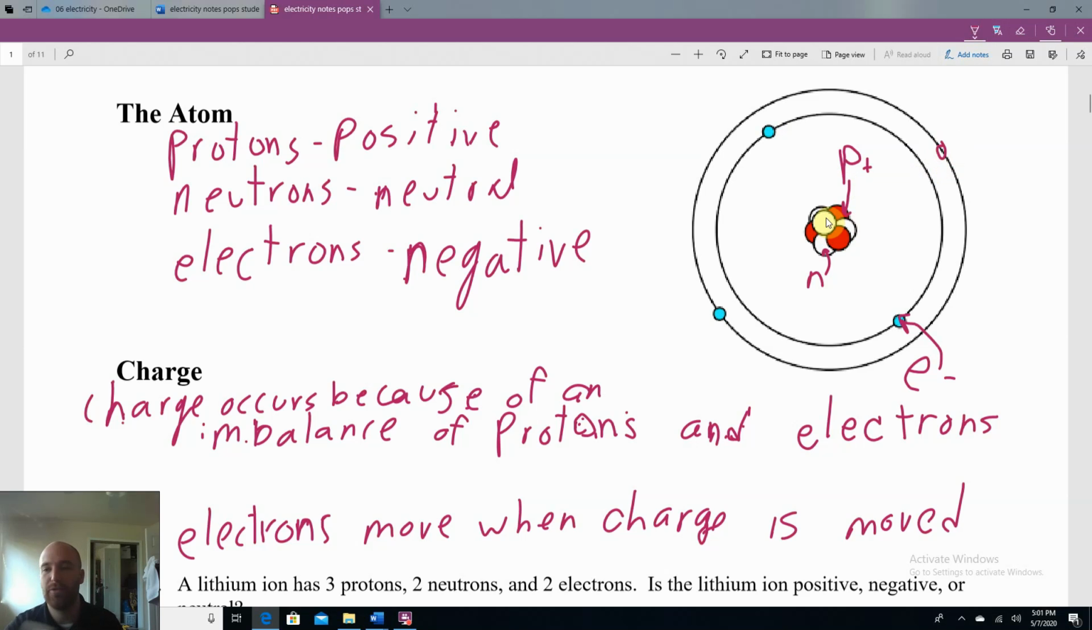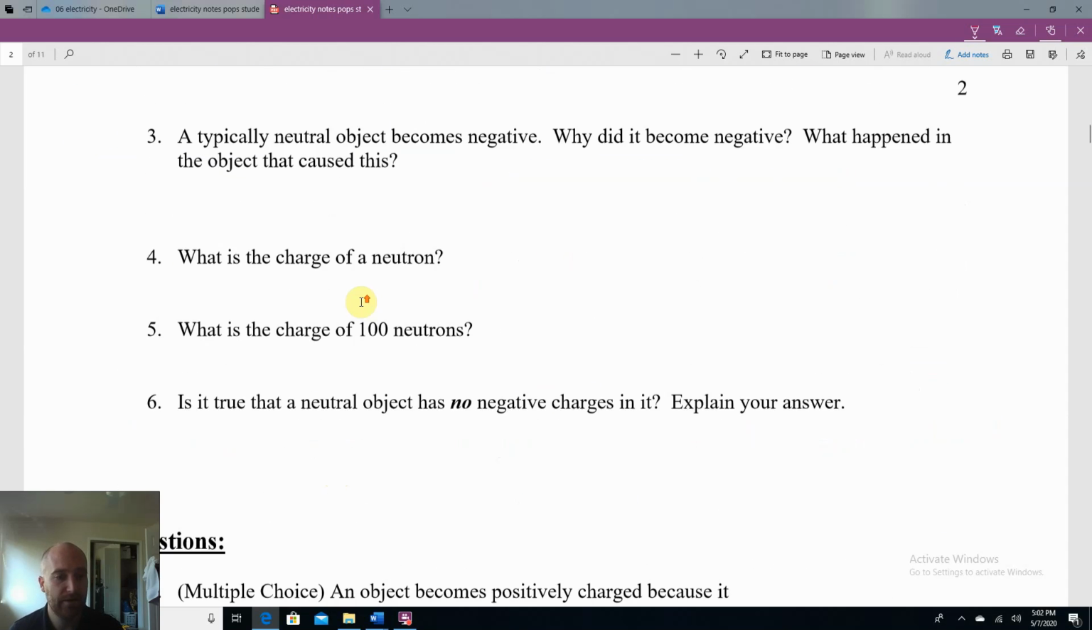So protons won't leave the nucleus or jump back in, but electrons, which are way on the outside, are easy to remove or add. So only electrons move. All charge exists because of this movement of electrons to create a balance or an imbalance. Okay, let's do some work with this.